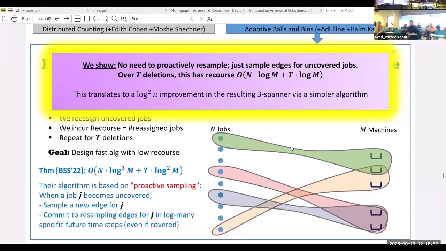What we show is basically that you don't need this resampling thing. Just whenever a job becomes uncovered, randomly sample a fresh edge for it, and that's it. That's all of the algorithm. And it works in the adaptive setting, and not only does it work in the adaptive setting, it also shaves off a log squared m factor from here and the log m factor from here. And when you go in the reduction back to the 3-spanner, this improves the recourse of the resulting 3-spanner by a log squared n.